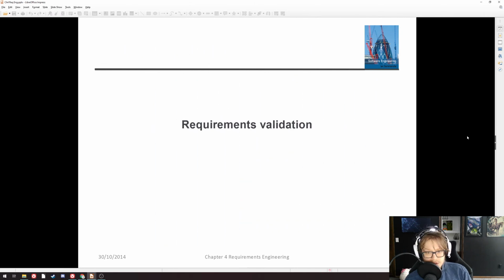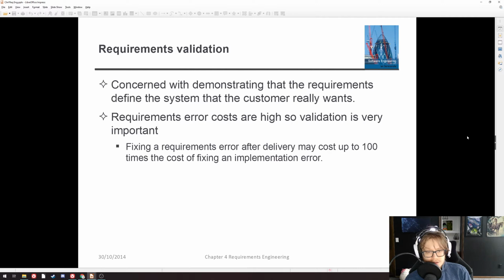Let's talk a little bit about requirements validation, since this is an important part of the process. How do we demonstrate that the system actually defines what the customer really wants? If there is a problem in the requirements, as you will see from the case study that you have to finish by, I want to say, Thursday, check Canvas for that exactly. If there's a problem with the requirements, then those costs are usually very high. So we definitely want to validate that the customer is defining the system that they want.